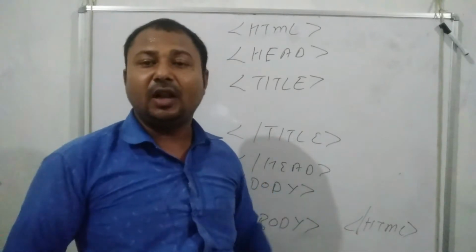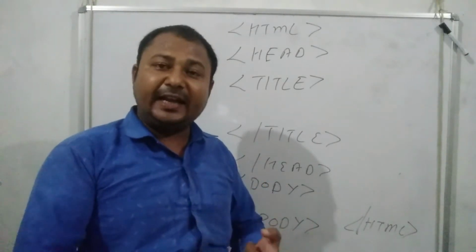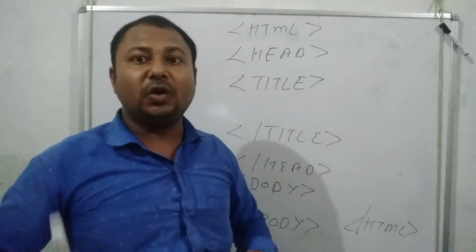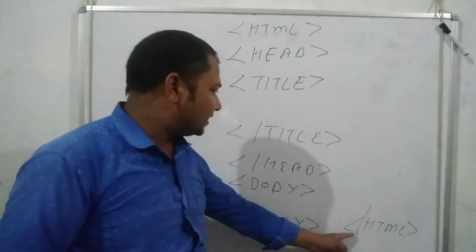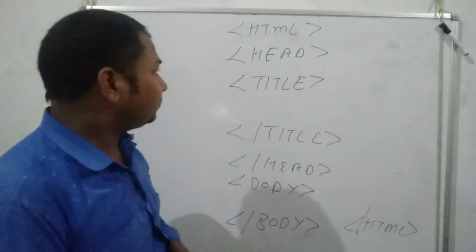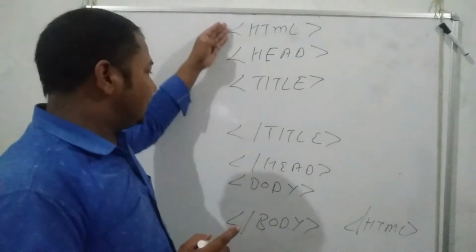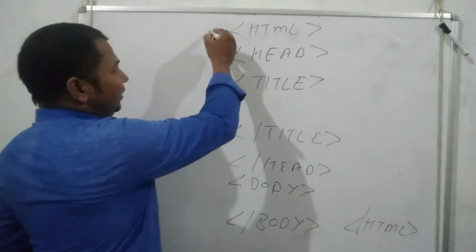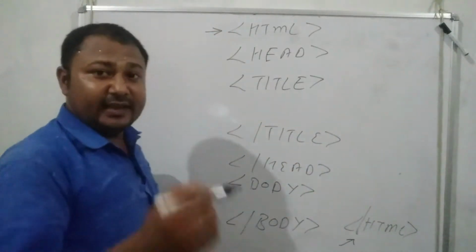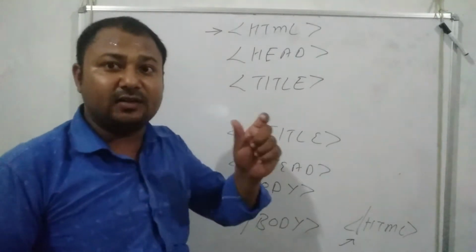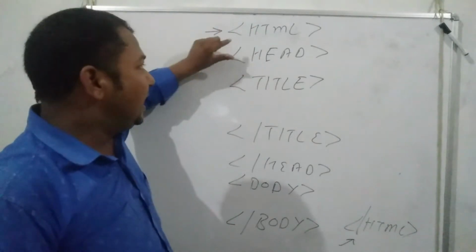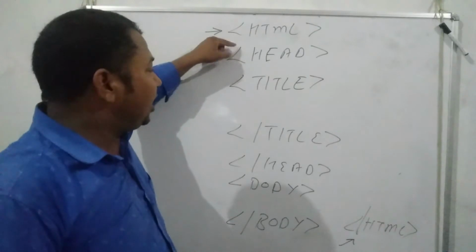It means in HTML all tags will open, and at the end of that part it will be closed by a forward slash. These are the forward slashes. The basic structure is this: the HTML tag will open here and the same tag will close here, and then the head tag will start just after HTML.